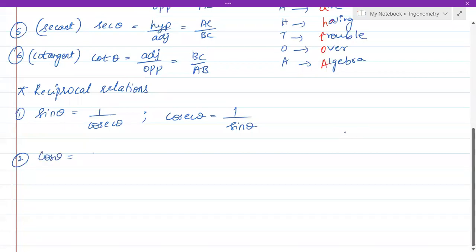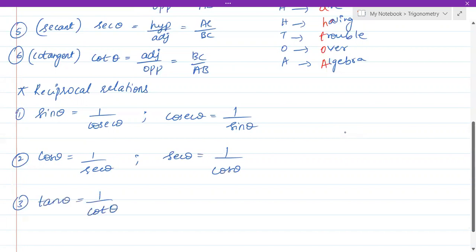Similarly, for the other things, you can write cos theta as 1 over secant theta, or secant theta as 1 over cos theta. The next one is tan theta. Tan theta can be written as 1 over cot theta, or cot theta can be written as 1 over tan theta. And these identities are also very, very important.